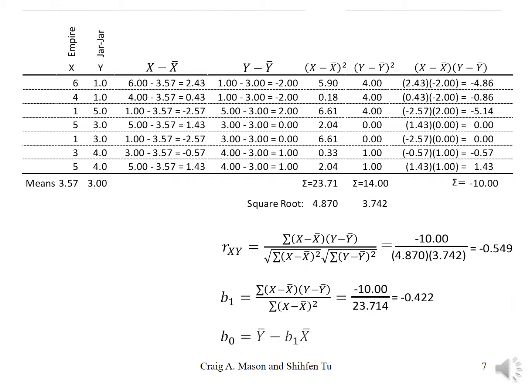B0 is then equal to the mean of Y minus B1 times the mean of X, or 3 minus negative 0.422 times 3.571, or 4.506. The predicted score when X is equal to 0 is 4.506. Okay, so we have the slope and the intercept.